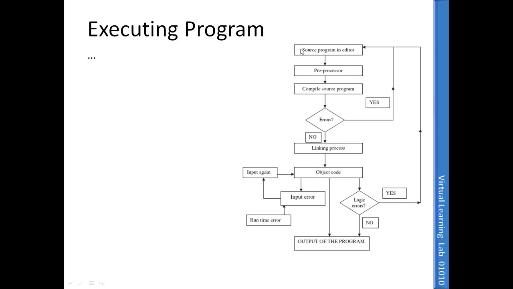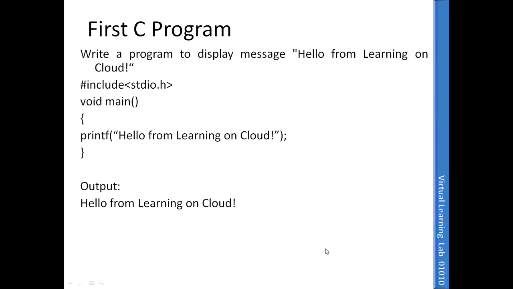The execution process is: source program, preprocessor, compiler, source code. If an error is there, the compiler will display the error. If an error is not there, the linking process will get started and object code gets created. Via object code you get the output of the program.